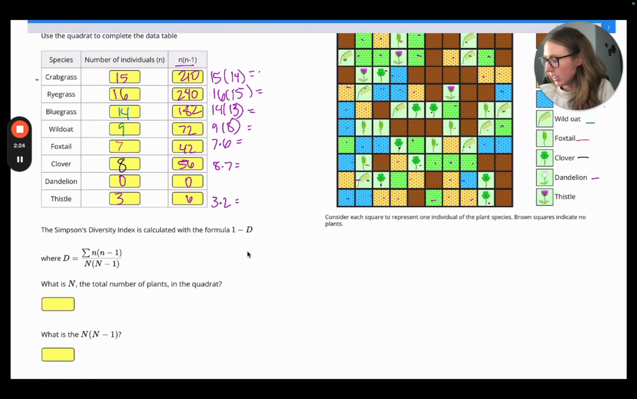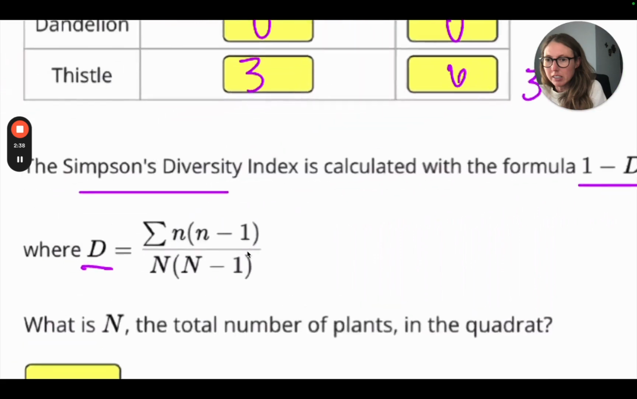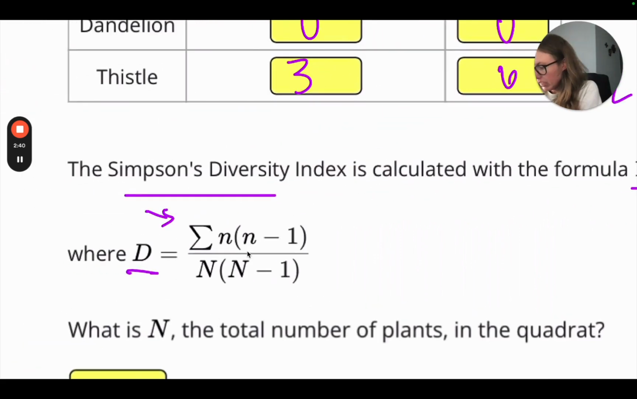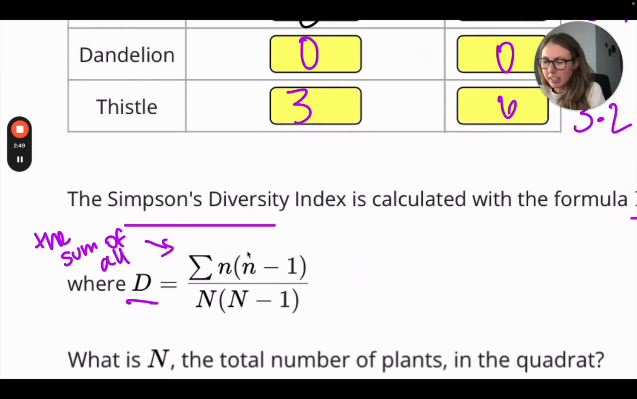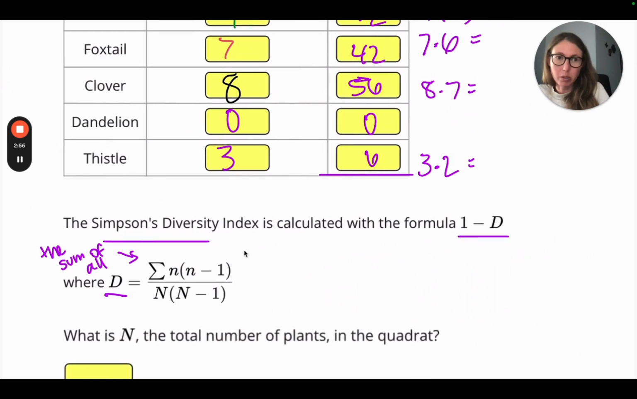So then we're looking at our Simpson's diversity index. What this formula says is that 1 minus D is the Simpson's diversity index, where D is equal to this little thing, sigma, which means the sum of all the n times n minus 1s. So I will have to go back here and calculate out all of my n times n minus 1s added together. So I'll go ahead and do that.